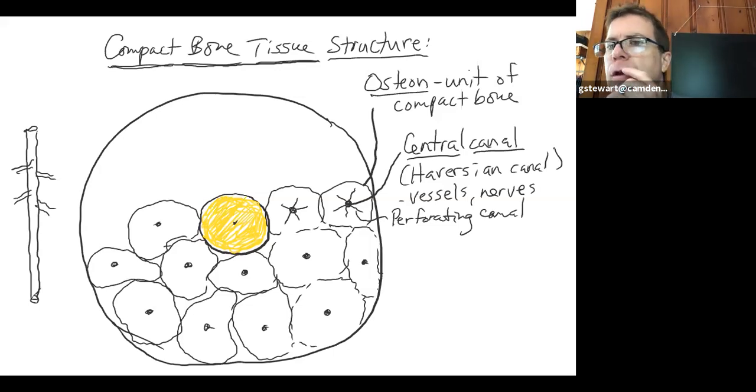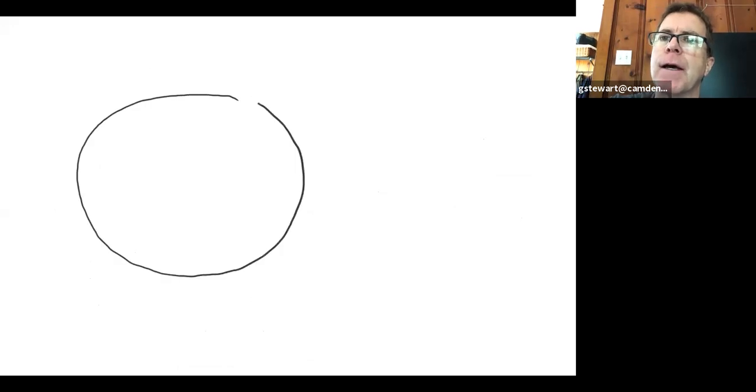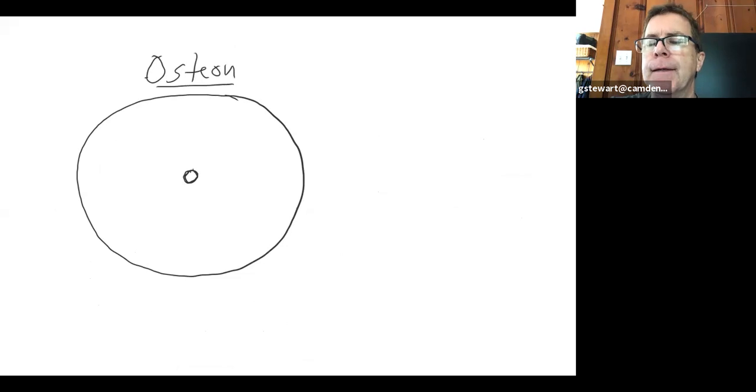Now, I need to go to a new board. I won't erase this. I'm going to enlarge one of these osteons, and I need more space. So this is not the whole bone. This is just an osteon, one unit of compact bone growth. There's this central canal in the center of it. This is all hard tissue out here, mostly bone matrix. But there are also living cells out here. So I'm going to draw these little cavities or caves that the living cells live in.